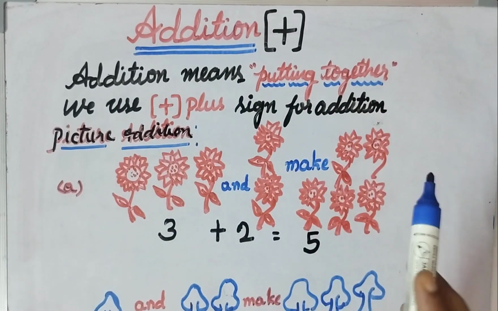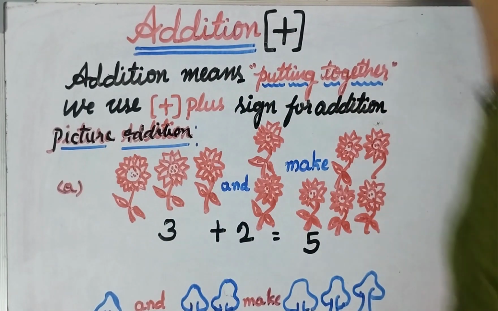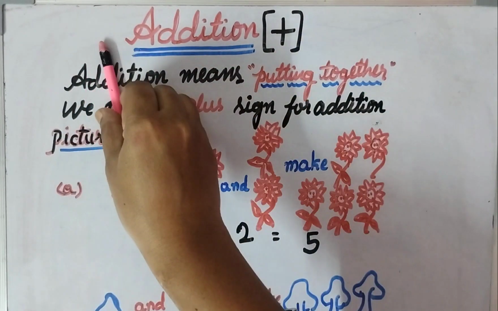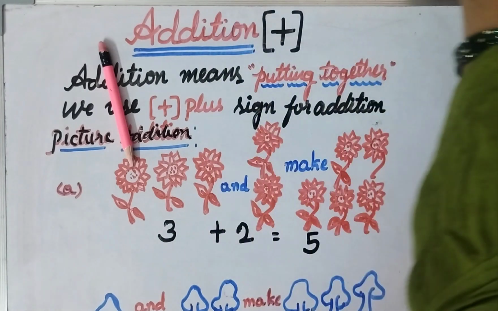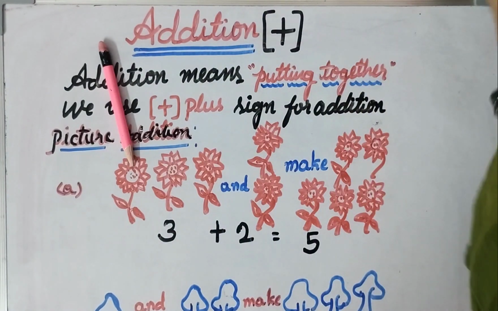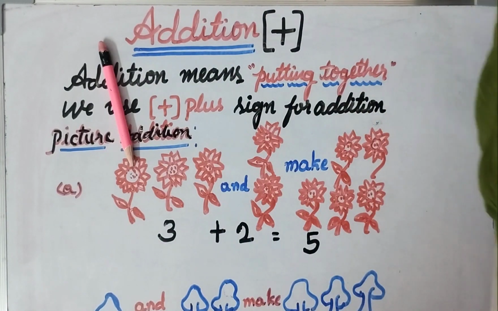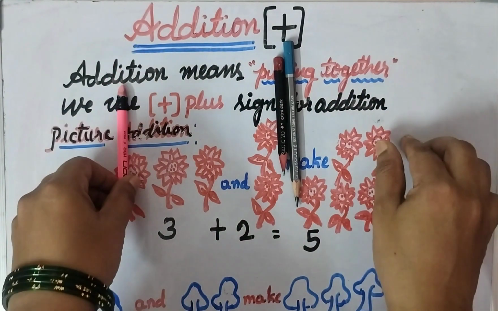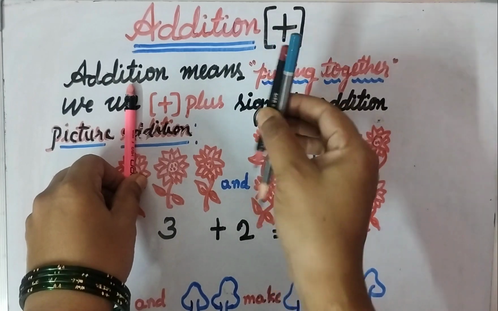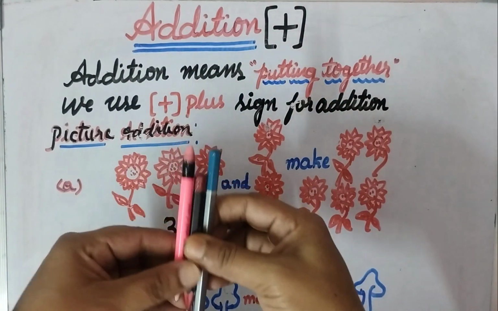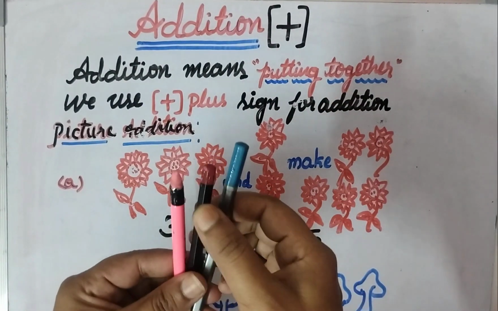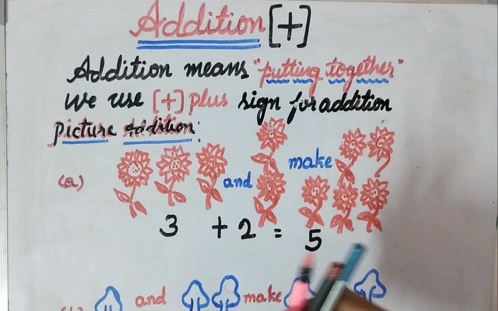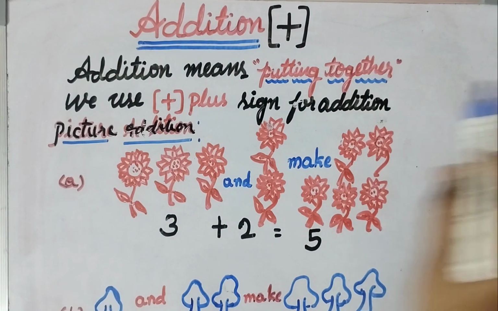So we add together. For example, I have one pencil here. Then I add two more pencils, like this. So 1 plus 2 together we count. 1 plus 2, 1, 2, 3. That is equal to 3. So addition means putting together.